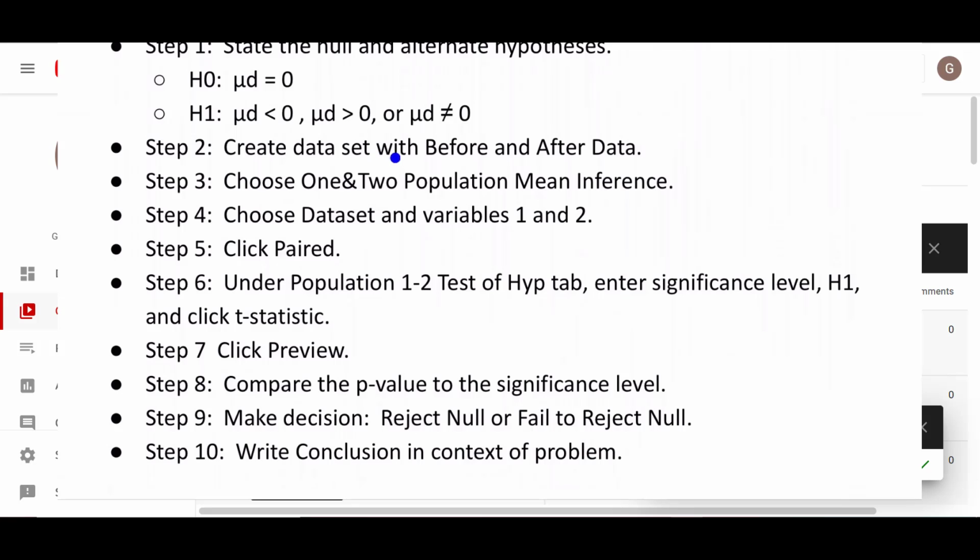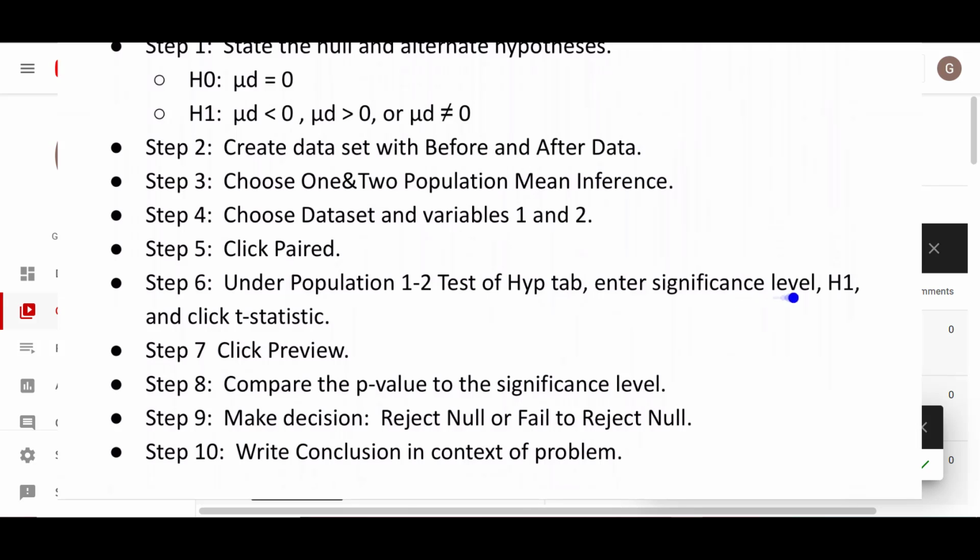You do need to create your data set of your before and after data, or however they're paired. And then you're going to choose a mean inference, 1 and 2 population, just like we did for the other 2 sample tests that we did in a previous video. This time you're going to choose the data set, and then you're going to choose the 2 variables. And then the biggest difference here is we have to click paired. There's a paired box that I told you in previous videos to leave alone. This time we're going to check paired because they are paired. And then you're going to move over to the population 1-2 tab for the hypothesis testing.